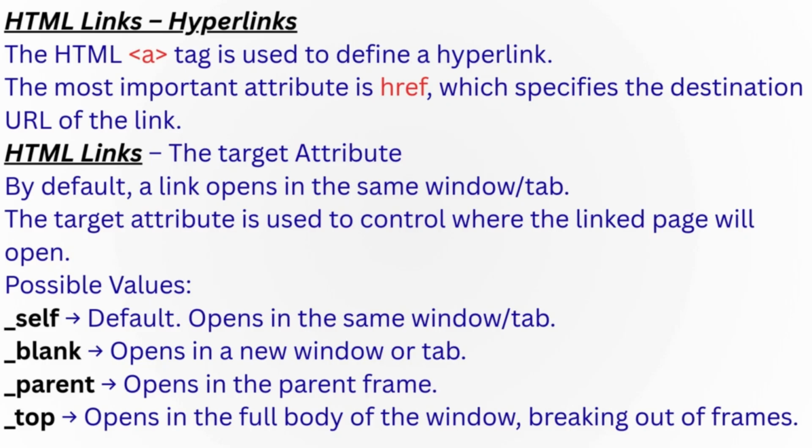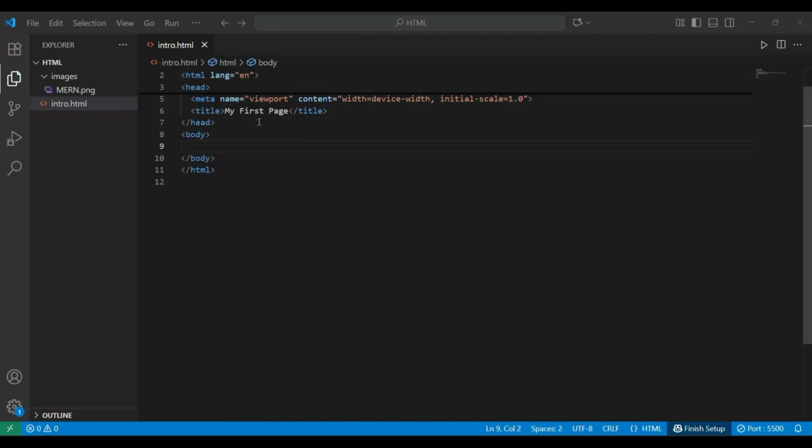So in short, the a tag creates a clickable link, href defines the URL, and target controls where the link opens.